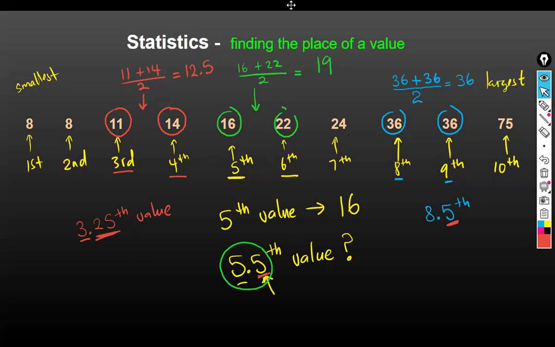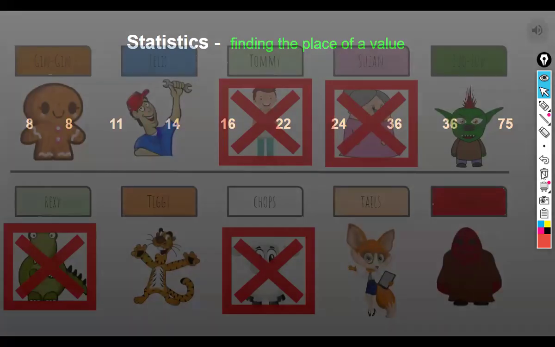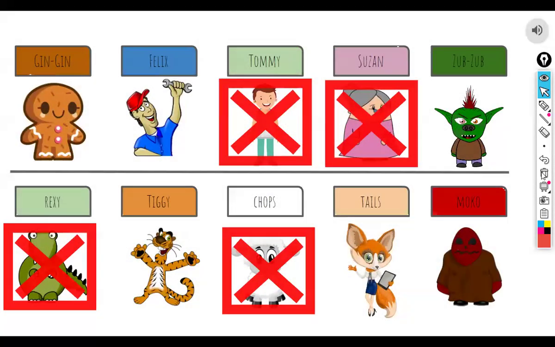Make sure you see it. Let's go. I think we deserve a little break there. All right, let's see who's next to go, right? Let's see.